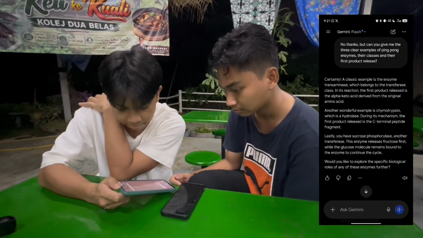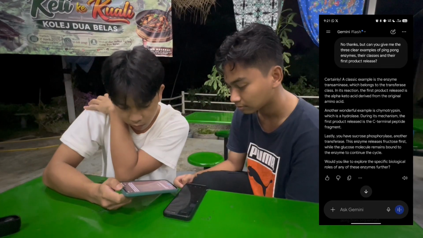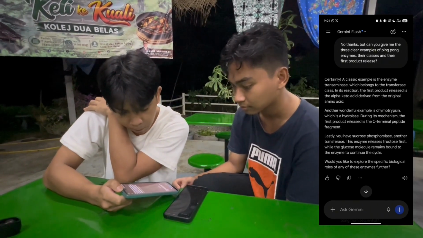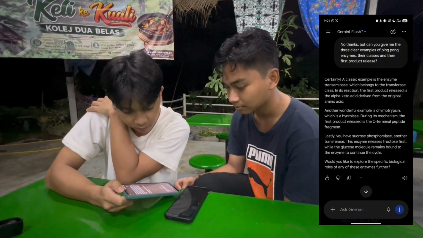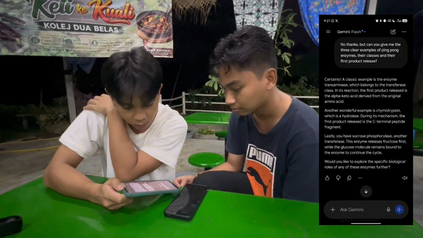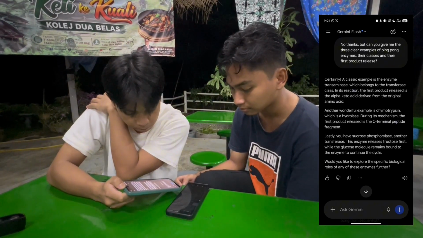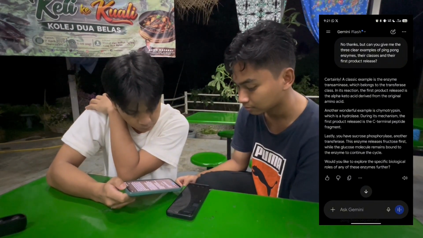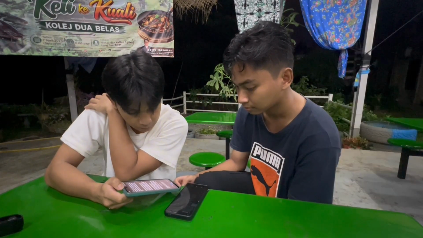Certainly. A classic example is the enzyme transaminase, which belongs to the transferase class. In its reaction, the first product released is the alpha-keto acid derived from the original amino acid. Another wonderful example is chymotrypsin, which is a hydrolase. During its mechanism, the first product released is the C-terminal peptide fragment. Lastly, you have sucrose phosphorylase, another transferase. This enzyme releases fructose first, while the glucose molecule remains bound to the enzyme to continue the cycle.